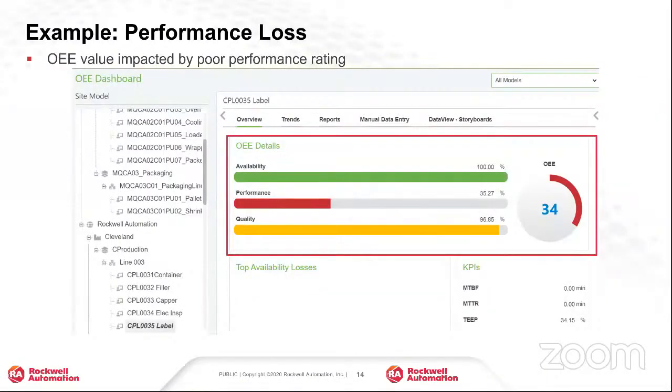Just to show again how it impacts the OEE overall. If your availability is 100%, the machine has been available for 8 hours of shift. Your quality has been up to this limit 96.85%, but the performance, the output of that machine, has been running slow. Then also it gives a score. It impacts OEE overall. It brings down the score considerably.